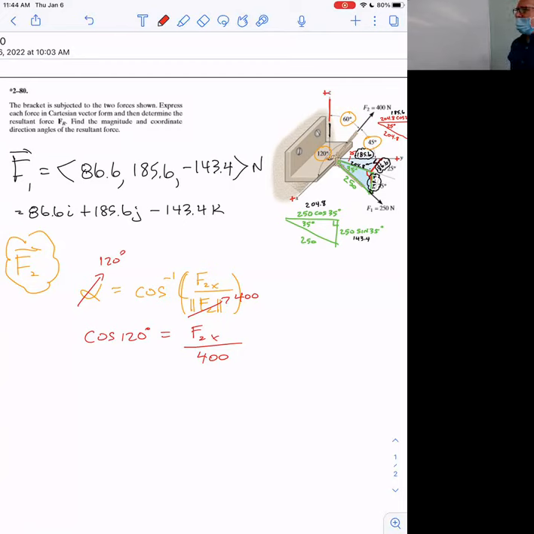So even though visually this coordinate direction angle thing is sort of hard to visualize, mathematically, you could just plug it in and get your answers. It's super simple. So 400 times the cosine of 120. Oh, look at that. It did come out negative and it came out exactly 200.